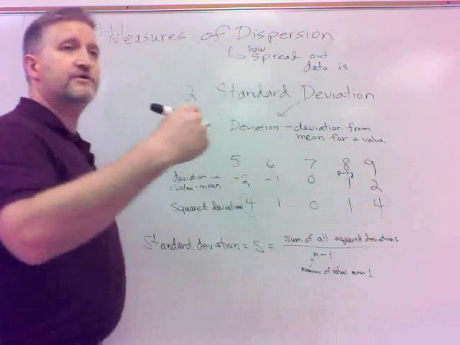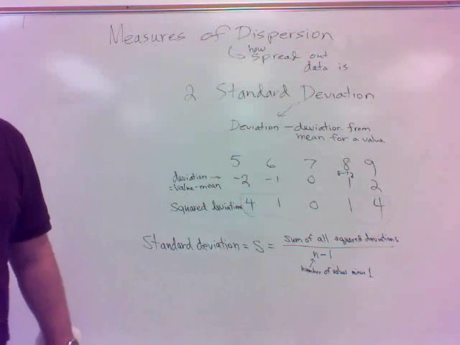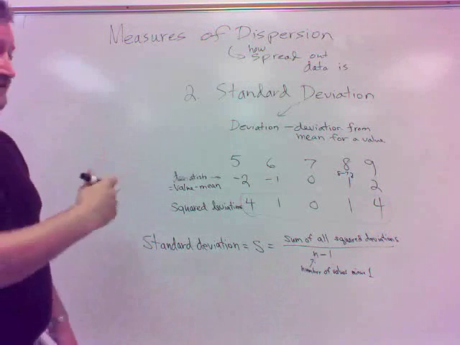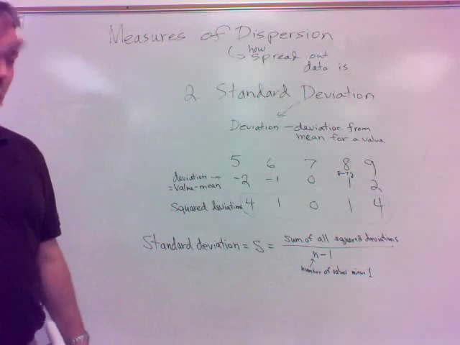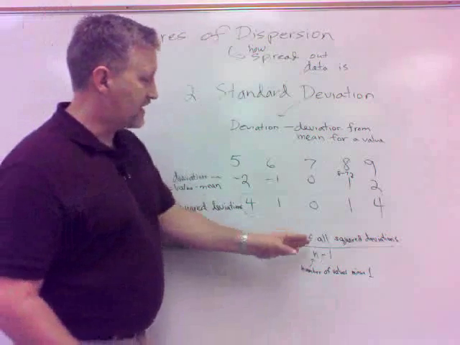So if there's 10 values, I'm going to divide by 9. If there's 11 values, I'm going to divide by 10. Here there's 5 values, so I'm going to divide by 4. Okay. All right. So that'll get me my average.